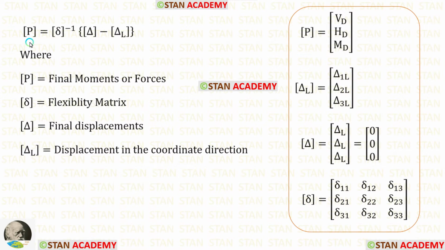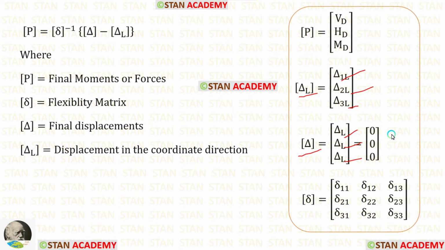Let us see the formula to find the final answers. P matrix is equal to delta matrix inverse into delta matrix minus delta L matrix. Inside the P matrix, we will have the reactions VD, HD and the moment MD, because these are the reactions we have removed.